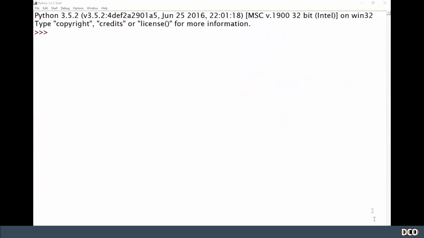Okay, so here we are in IDLE, and let's say we want Python to work out the answer to 2 times 5 minus 1. Okay, so 5 minus 1 is 4. So 2 times 4 should give us 8, right? So when I press enter, oh, we get 9. But why does that happen?